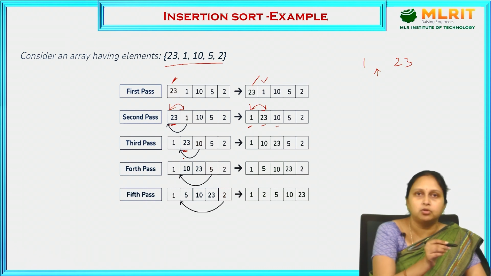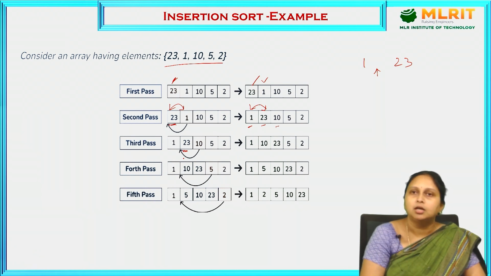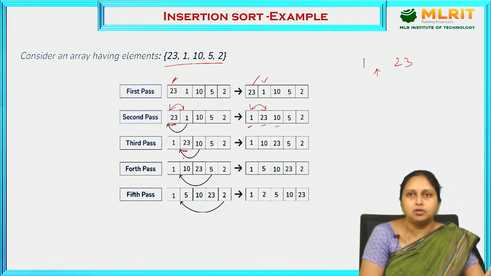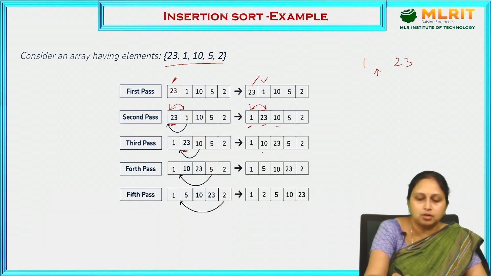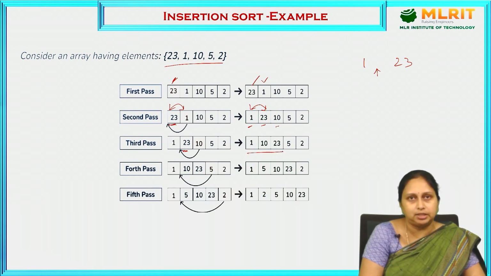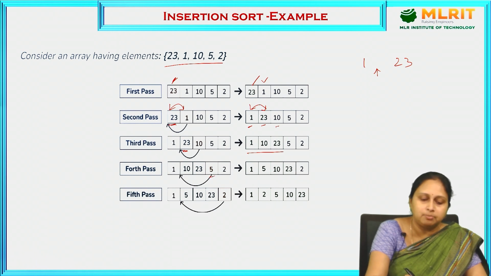First, we will be going to the first element and then comparing with the second, and then based on that, where its position is suitable, there we are going to place that one, right? So that we are going to get 1, 10 and 23. And the fourth pass is, I am going to have the element 5.